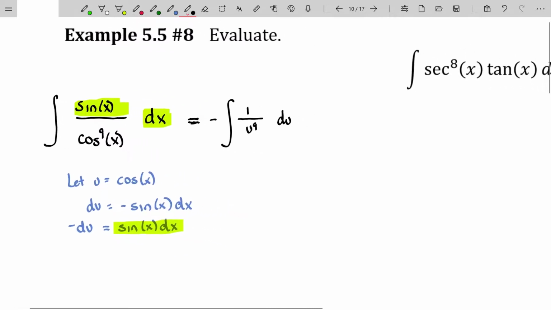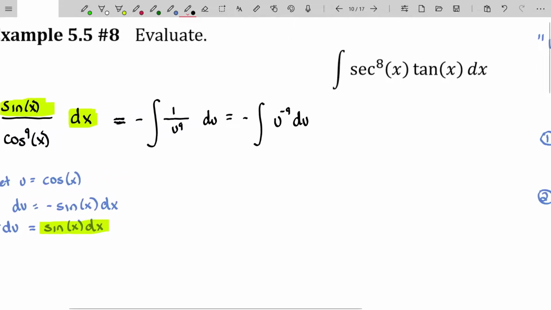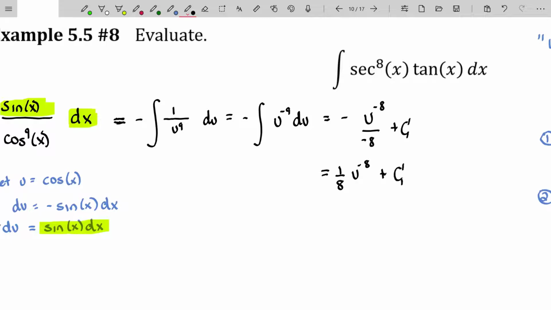This is not a terrible method, it's just probably not the way I would have done it, but this is negative u to the negative 9th du. And now I will add 1 to the power, right? So negative u to the negative 8th, and I'll divide by that new power, plus c. And this will be 1/8 u to the negative 8th plus c.